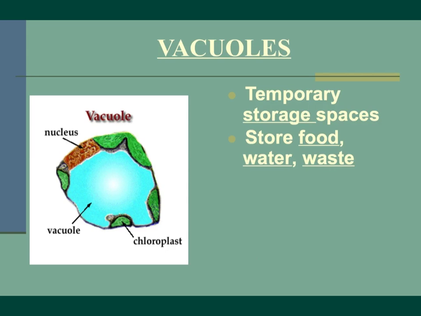In animal cells, the vacuoles are very small, and we will see the vacuoles associated with the movement of material into or out of the cell by the processes of endocytosis and exocytosis. We will be discussing the movement of material into and out of the cell on part 2 of this video.